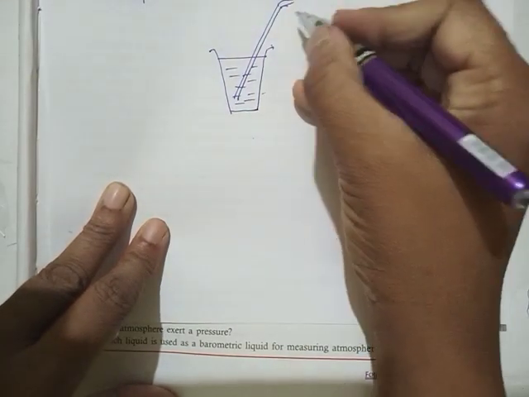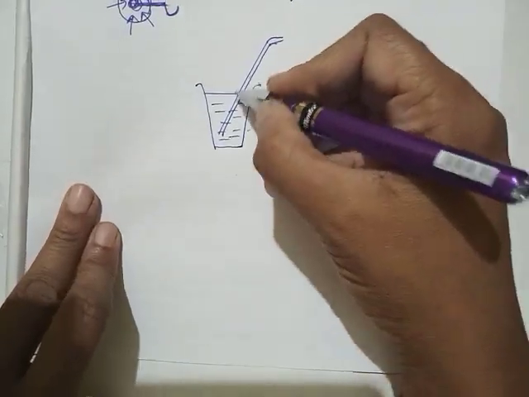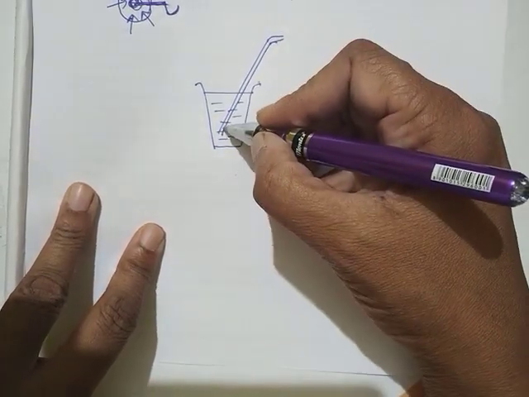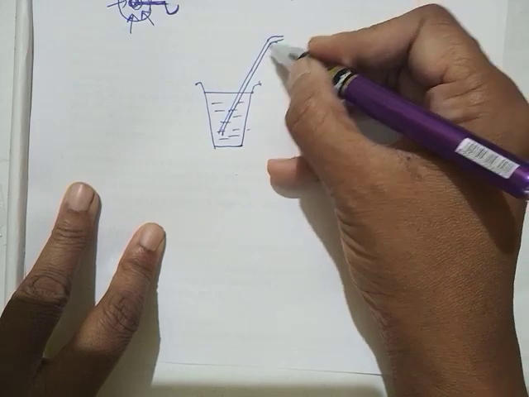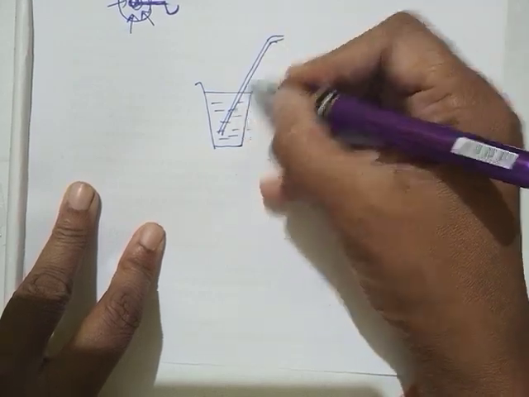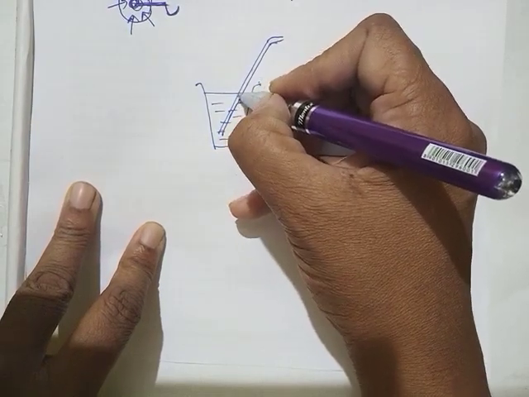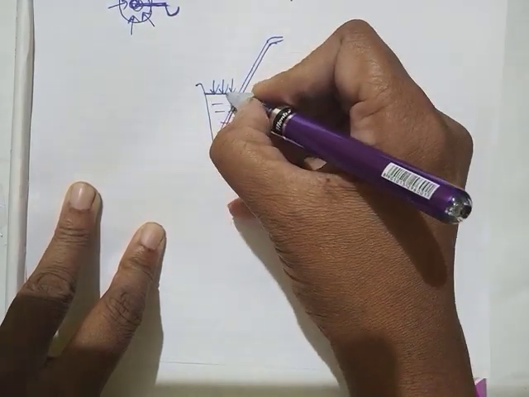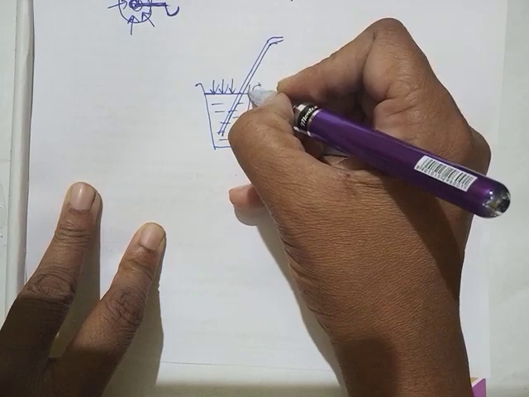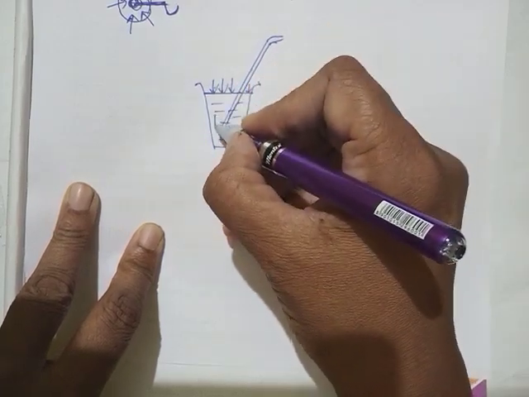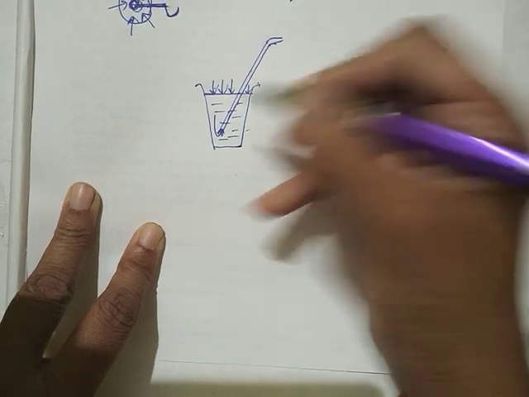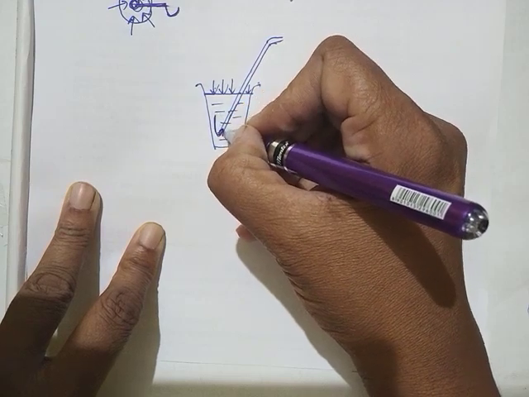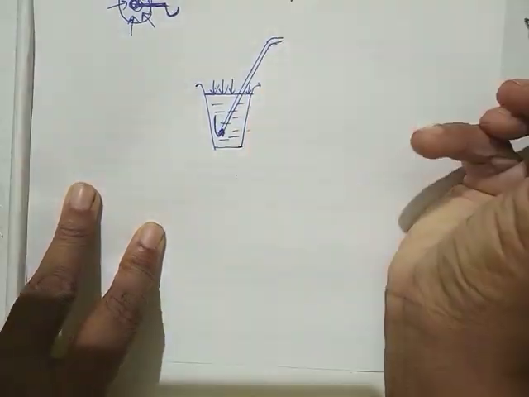The first time when you suck, the first sip you do, actually you won't get any juice coming out. Why? Because you just removed all the air from inside. Now, the inside pressure becomes very low, but from outside, because this part is open, atmosphere is exerting a pressure. Because this pressure is acting, it will push the liquid inside. Inside there is no pressure. So definitely liquid flows from high pressure to low pressure. So the liquid from here rises inside the straw and it comes into your mouth.